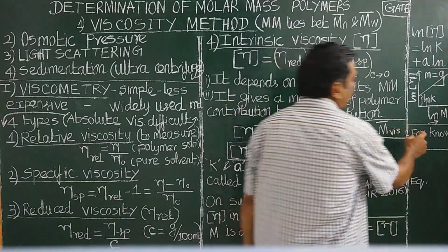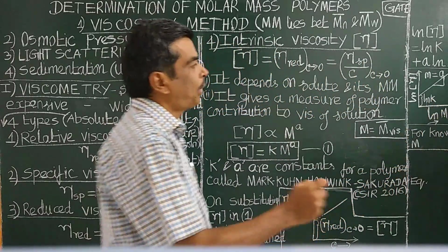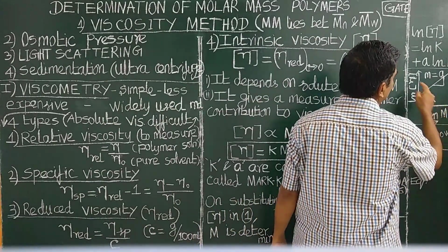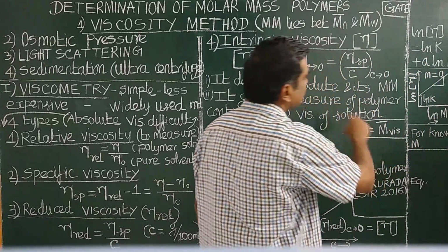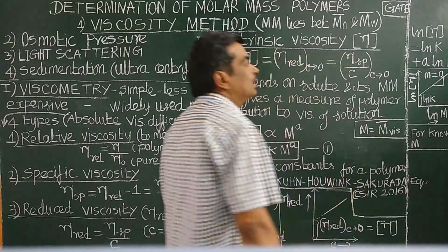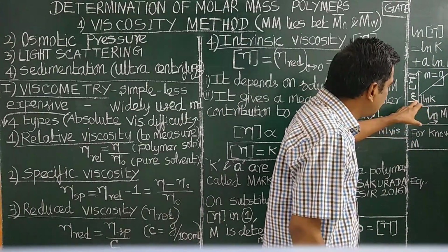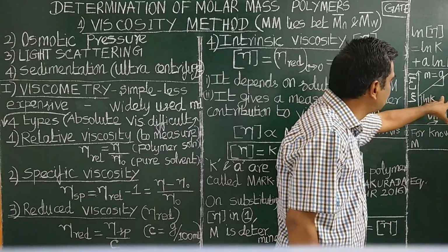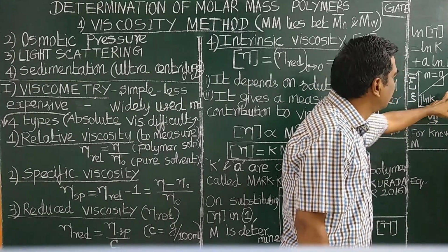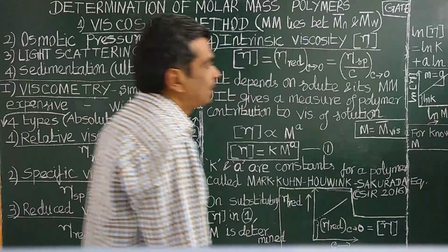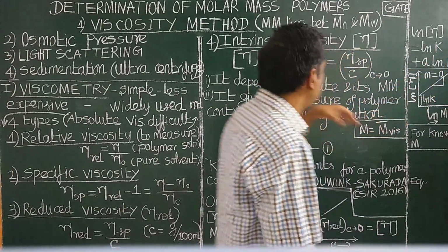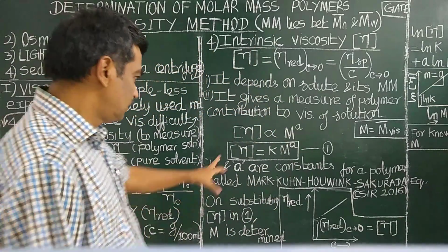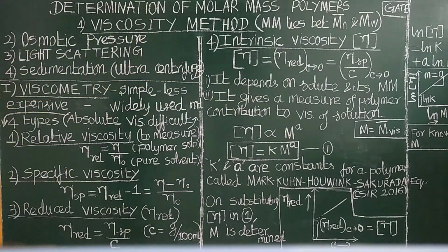Now, for known molar mass, you measure the reduced viscosity, that is, the intrinsic viscosity, and plot it versus ln M. The intercept gives ln K, from which the value of K is calculated, and from the slope, the value of the constant a is obtained. Therefore, this method is very much used in the polymer industry and pharmaceutical industry, etc.